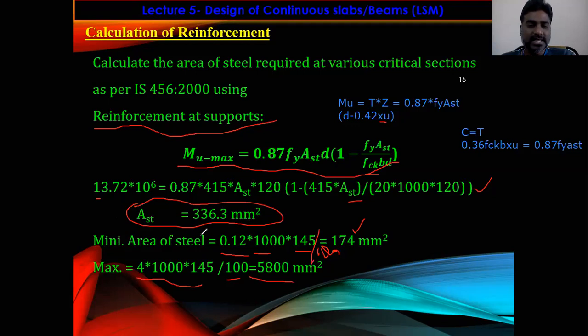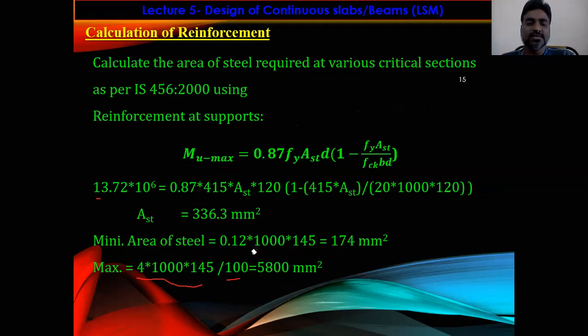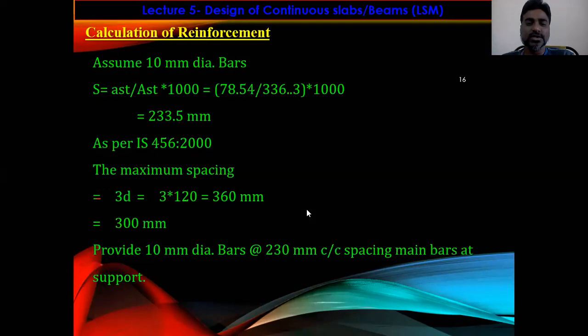And whatever your AST required should be greater than the minimum and less than the maximum. So check it. So 336.6 is greater than 174, less than 5800. Therefore, it is satisfied. So then, if it is satisfied, you can go for further steps. That is determination of spacing. So here you need to determine the spacing instead of number of bars, because in beams we need to calculate the number of bars. Here you need to determine the spacing.